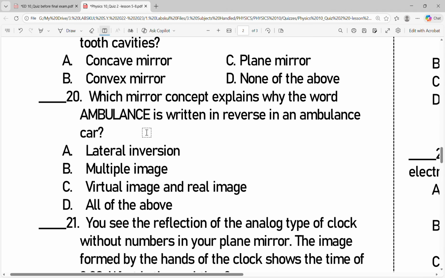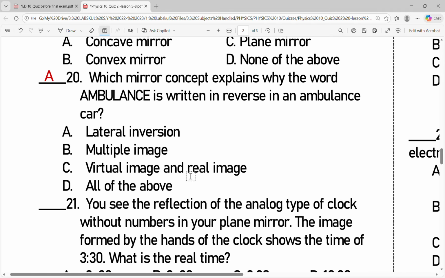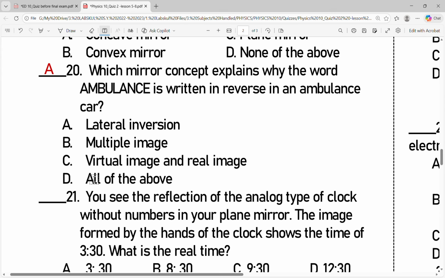20. Which mirror concept explains why the word ambulance is written in reverse in an ambulance car? So, the correct answer here is letter A. Diba la? This is one of the properties of a plane mirror. Multiple image happens in a kaleidoscope, not in a regular plane mirror, okay? And plane mirror does not give us a real image. So that's the reason why C is also incorrect.